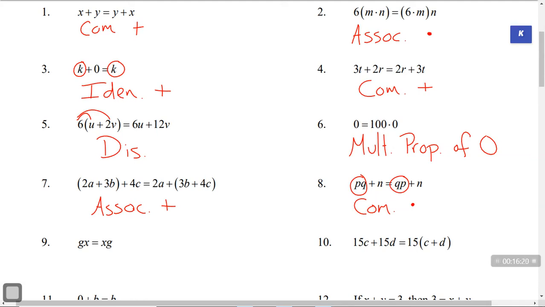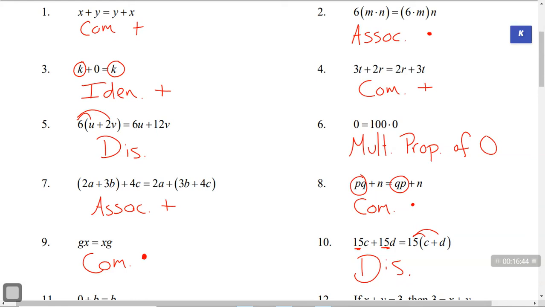Next one, number 9. gx becomes xg. Again, we're changing the order of multiplication. Our terms moved, so it's the commutative property. They commuted. And in 10, careful, they're giving it to you a little backwards here, but it's 15 times the group, means 15 times c, and 15 times d. That is our distributive property. All right, and it's distributing the 15 into our group.